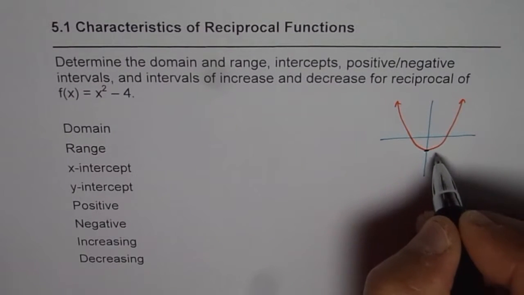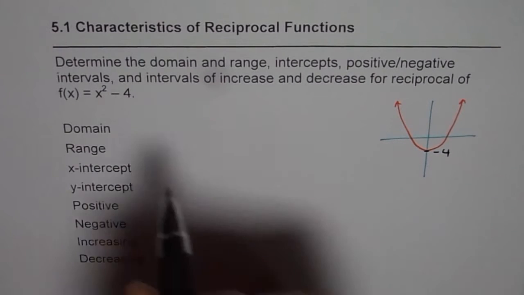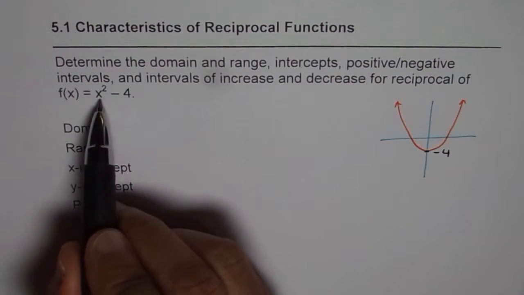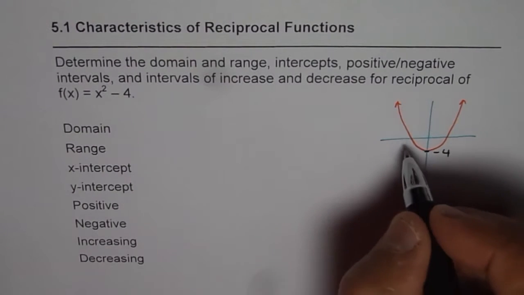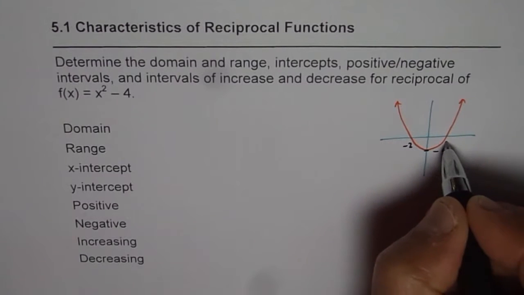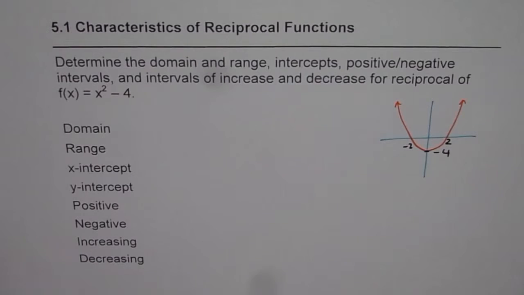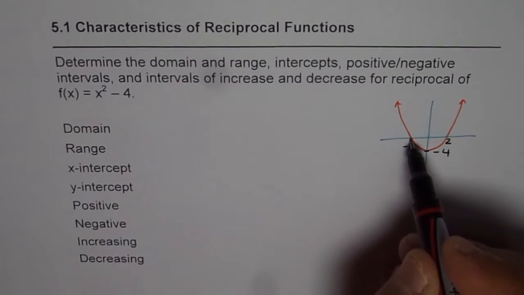the vertex is at minus 4 and the x-intercepts will be where f of x will be 0, for x equals plus minus 2. So these points are plus minus 2 for us, right? Plus minus 2. Now that is the function. As you can see, the function has divided the plane into three parts with its x-intercepts, right?